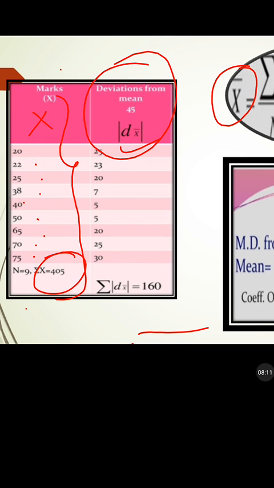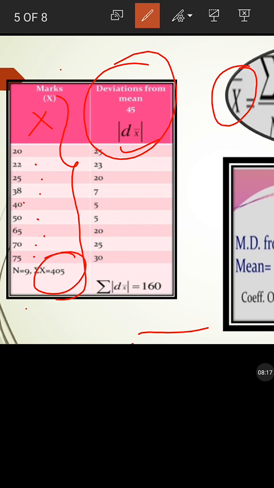Can you see this? Is it visible? So here the first one is 20 minus 45, that is equal to 25. Then the second one is 22 minus 45 is equal to 23. Then 25 minus 45, that is equal to 20. 38 minus 45, that is 7. Similarly, we have to calculate the deviations for all these x values. So the final answer is summation dx is equal to 160.